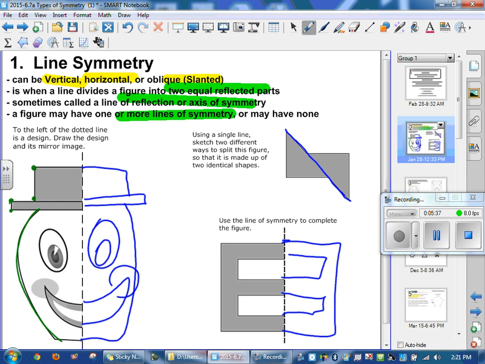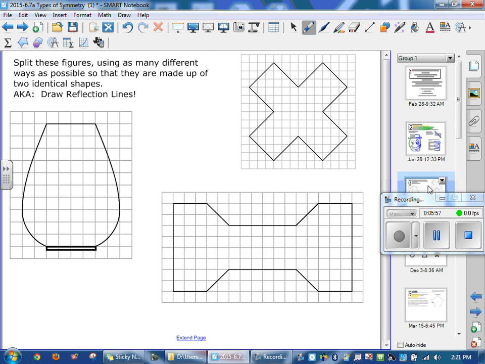Does it have to be able to match up? Yes, on both sides. Wouldn't the oblique one not match if I flipped it? Right, that's only if it's a line of reflection. Here, the line of symmetry just wants it to cut it into two equal parts. If it's saying it's a reflected line, then yes, it's got to cover over top. Okay? All right, let's take a look at the next one.